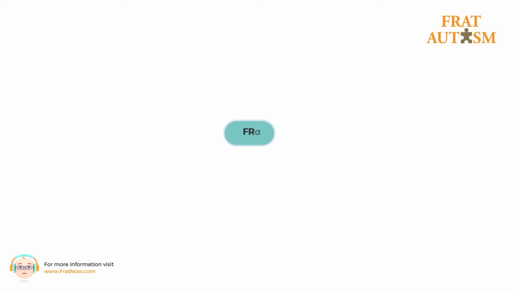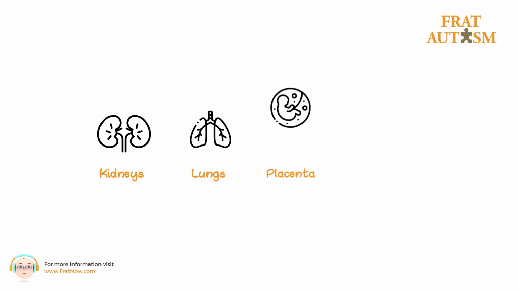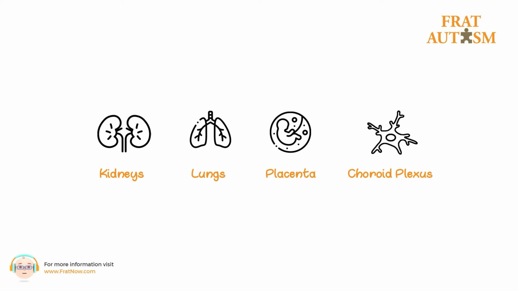FR-alpha is highly expressed in certain epithelial tissues, such as the kidneys, lungs, placenta, and choroid plexus. FR-alpha is essential for folate transport during embryonic development, particularly across the placenta and into the developing neural tube.